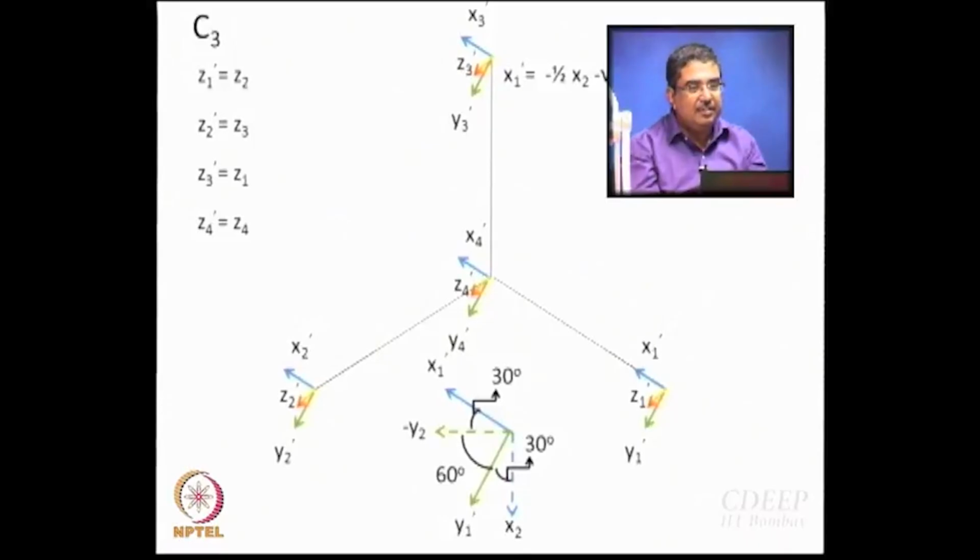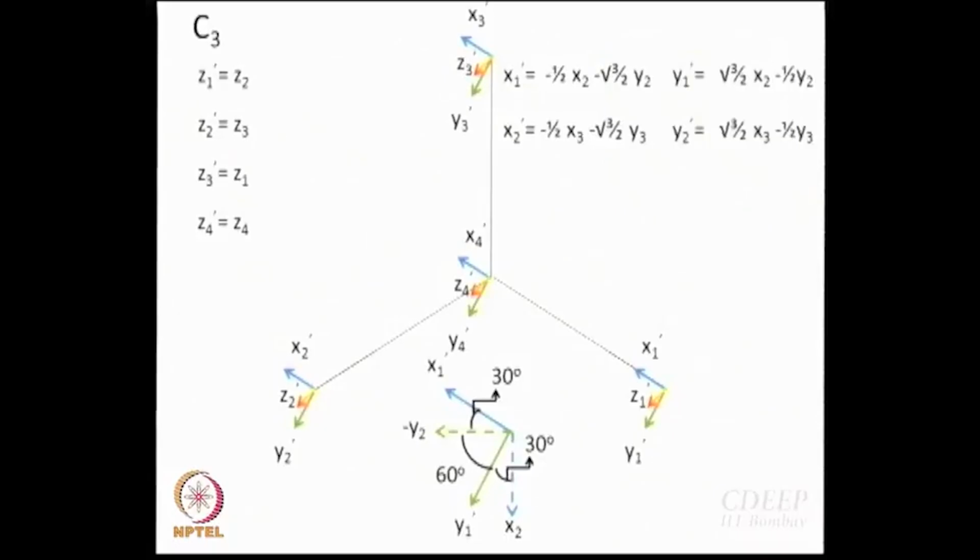Okay. What is y1 dashed? Root 3 by 2 x2 minus half y2. Alright, convinced? Similarly, x2 dashed will be minus half x3 minus root 3 by 2 y3. y2 dashed will be root 3 by 2 x3 minus half y3.